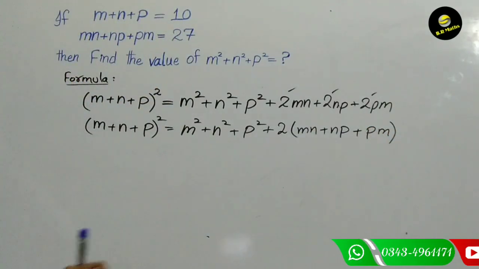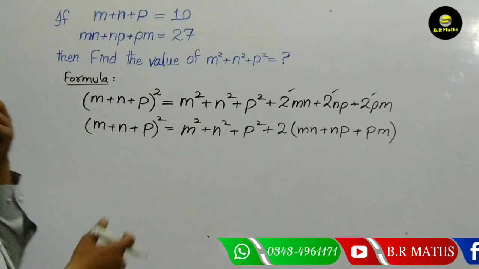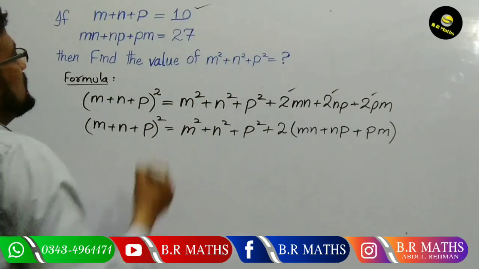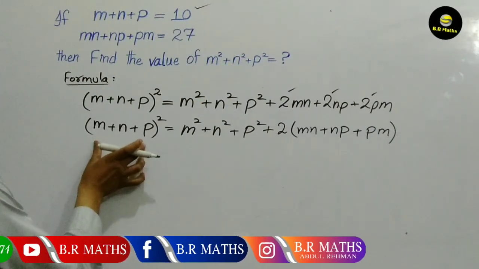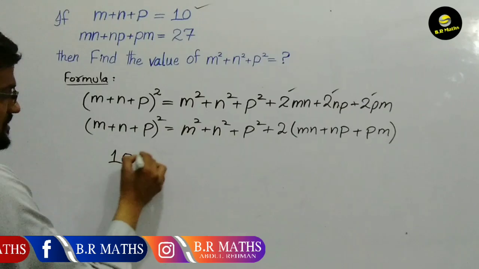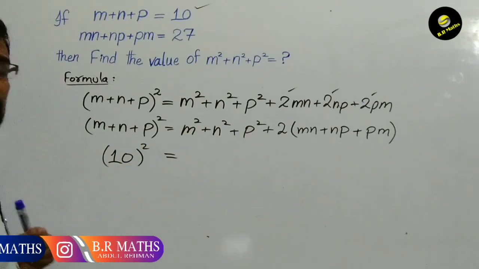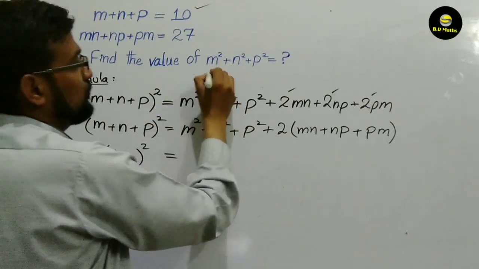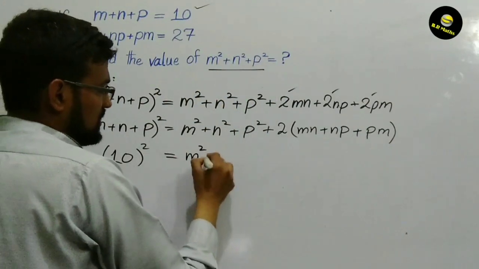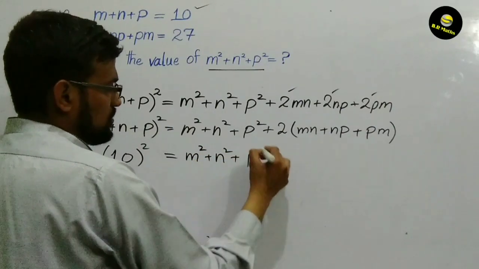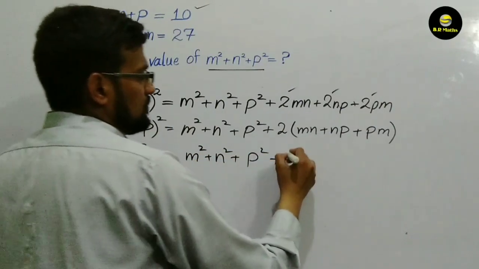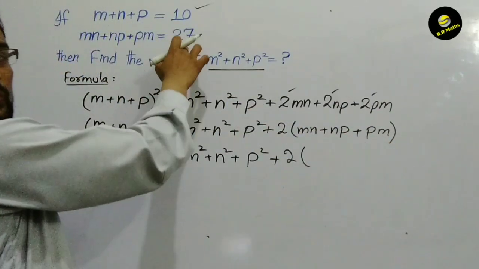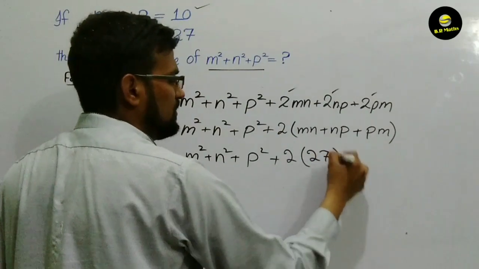Okay, so now find the values from the given data. m plus n plus p is equal to 10. Now put the value of 10 and whole square, and here m square, n square, p square is the value we need to find. So these remain the same, and next to this, mn plus np plus pm, and its value is 27. Now put 27.